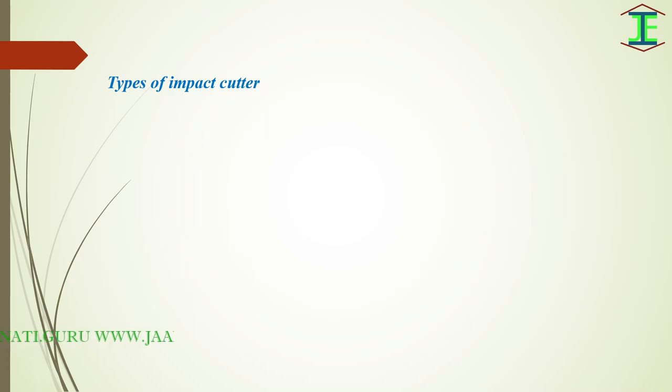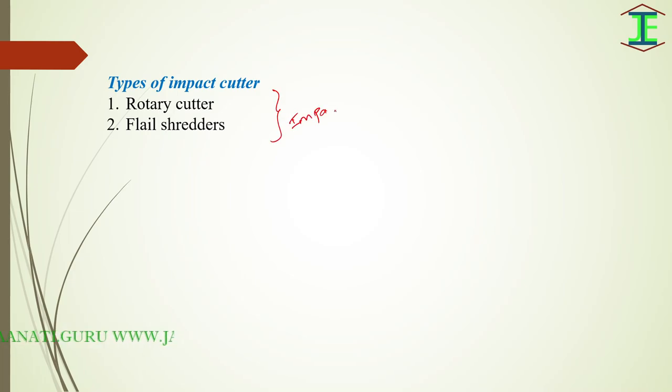Harvesting. So harvesting is nothing but cutting the crop after it has grown. So there are rotary cutters or flail shredders, which are called impact cutters. These two are impact cutters. So cutting action is done by impact, so that it is called an impact cutter. It is of two types: rotary and flail shredders.